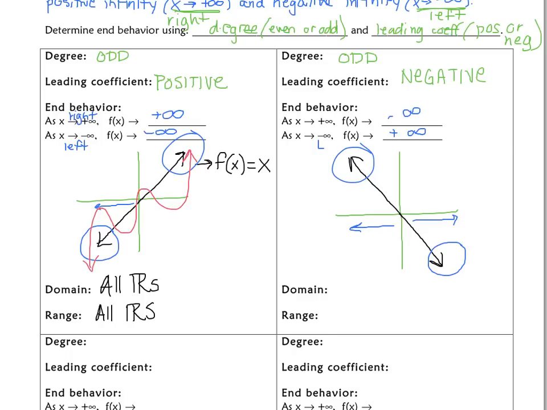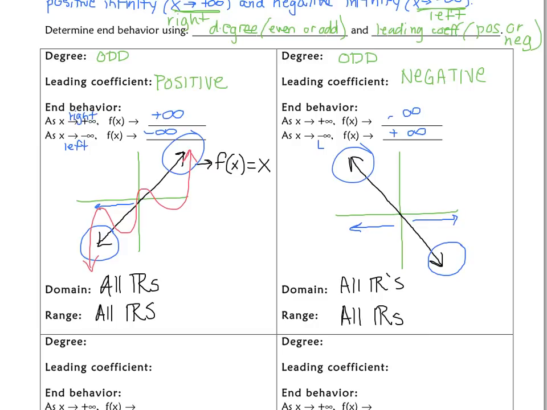Again, for this, the domain, what x values can it have? It can have all reals. There's nothing that's stopping it. There's no walls. And then the range is also all reals because for the range you're looking up and down. There's no ceiling or floor. I think that's how we described it in previous chapters.